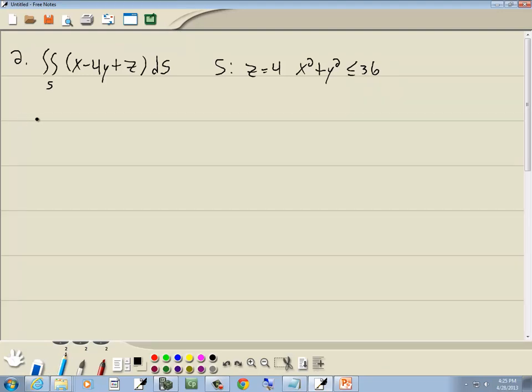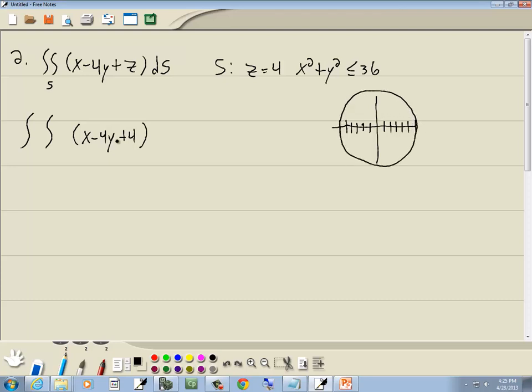Well, if we set this up, first off, we got x minus 4y, and they tell us what z is. They tell us z is 4, so I can put 4 in for the z, like that. And this is a circle of radius 6. 1, 2, 3, 4, 5, 6. So it's obviously going from x equal to negative 6 to x equal to positive 6.